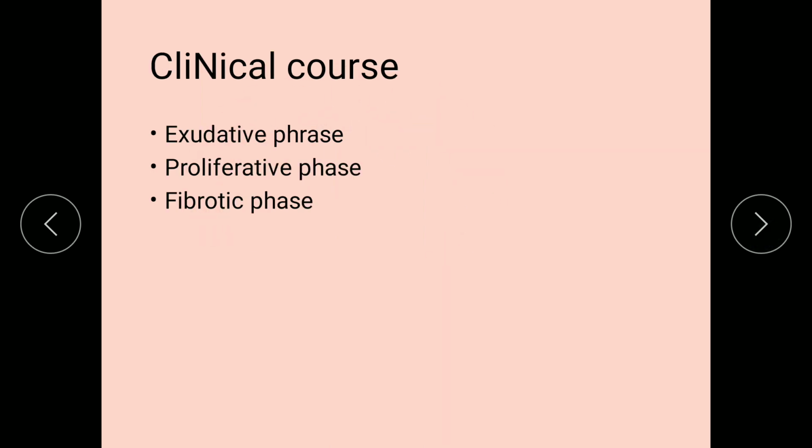And coming to the clinical course, this disease is characterized by three phases, that is exudative phase, proliferative phase, and fibrotic phase. This is the first stage, the second stage, and the third stage. First stage lasts for 1 week. The second stage lasts for the next 2 weeks. Then your fibrotic phase comes into action.